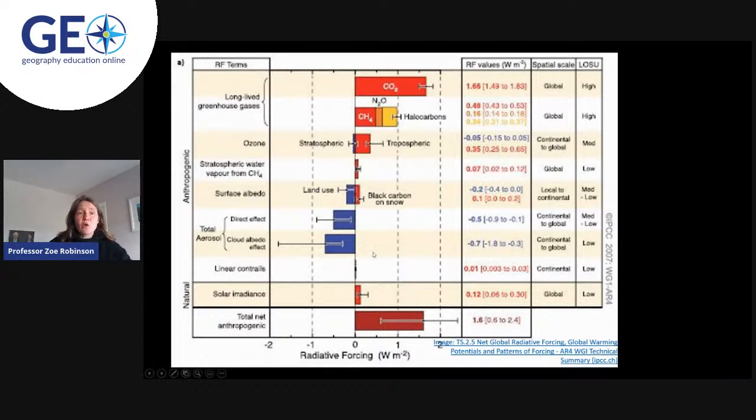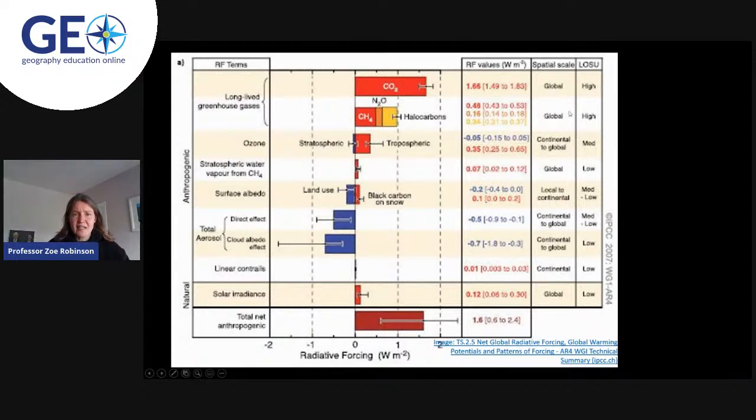And some of those, the ones at the top in red, so things we'll be familiar with, our long-lived greenhouse gases, they all cause warming to different degrees. Below that, we have some things which can also cause cooling of climate. But you'll see if you go further down, if you add all of those up, that overall, all of these factors combined cause warming.